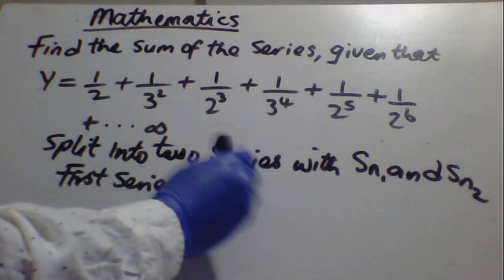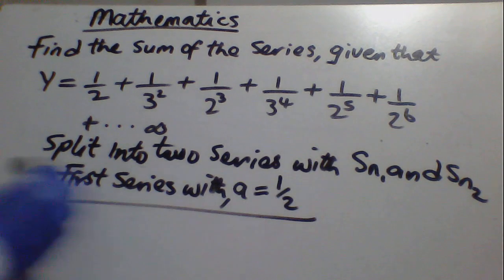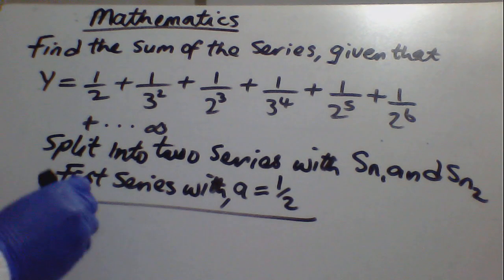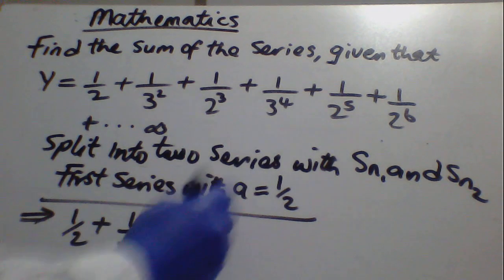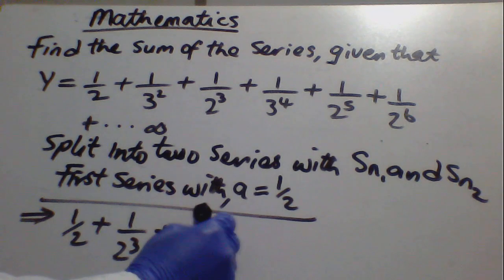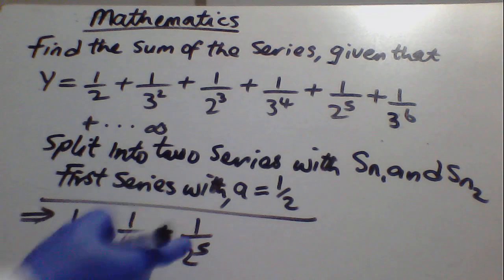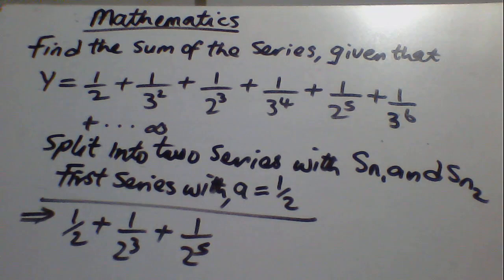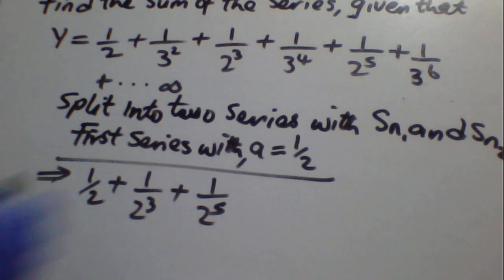with first term a equal to 1 over 2, we have 1 over 2 plus 1 over 2 raised to power 3 plus 1 over 2 raised to power 5. So plus 2 raised to power 5. So to find the sum of this series, we have to find the common ratio.